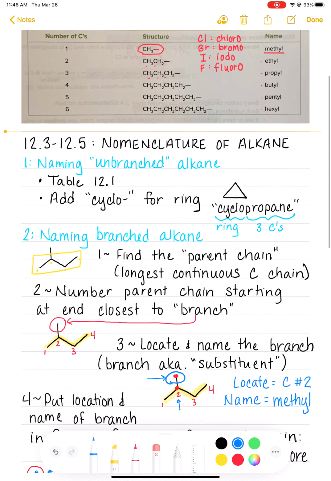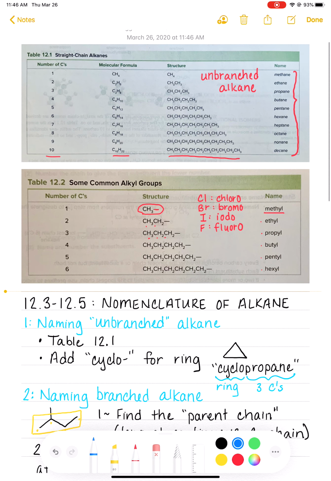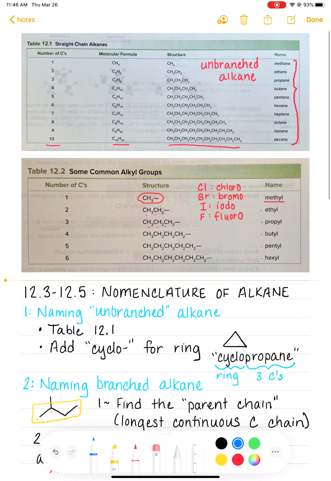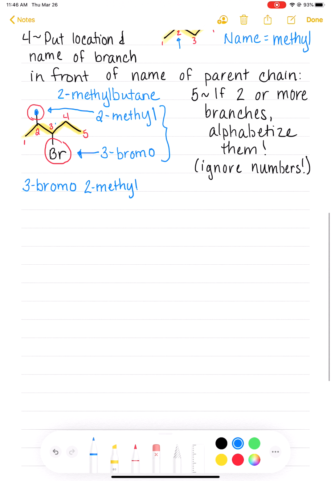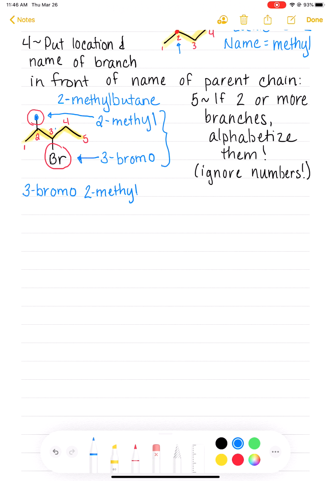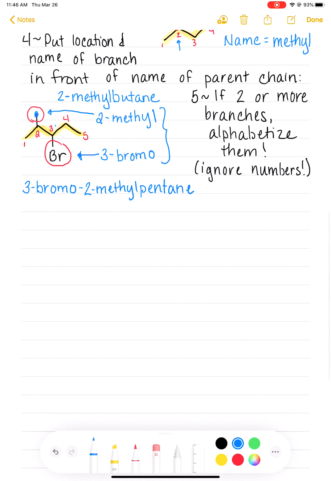Let's go back to table 12.1, 5-carbon straight chain alkane, name pentane. So we're going to put that at the end of the name. And the last thing that we have to do here, in between branches in the molecule's name, we put a dash. So it's 3-bromo dash 2-methyl pentane. That's tricky. Let's try another example. Let's do it again.